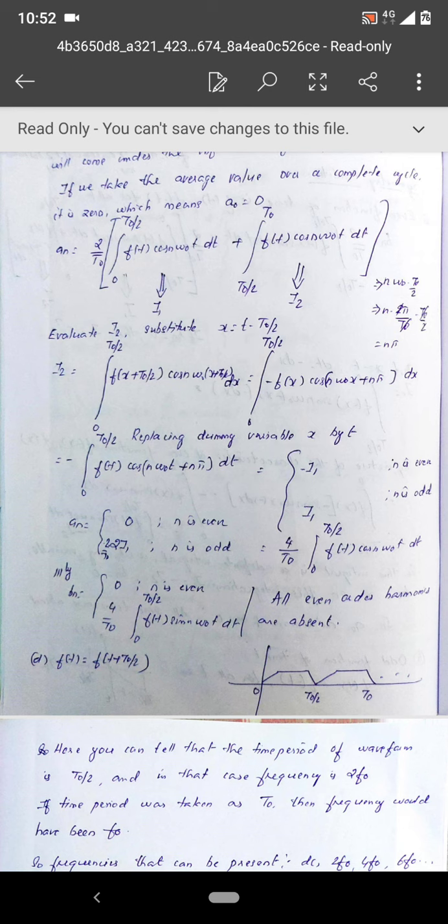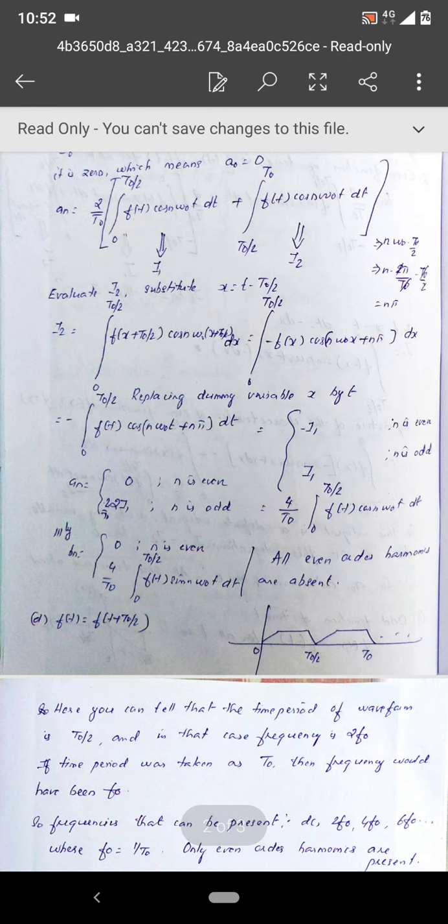Then this is a definite integral, so I can simply replace the integration variable x by t. So replacing everything, this becomes minus the integration from 0 to t naught by 2 of f of t cos of n omega naught t plus n pi dt. Now, what happens when n is even and when n is odd? We should consider that in two different ways.